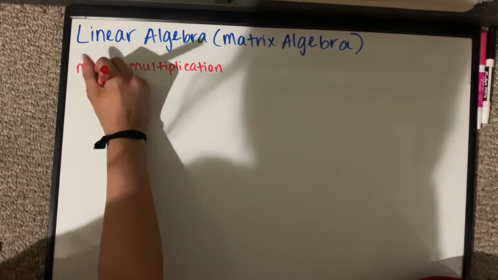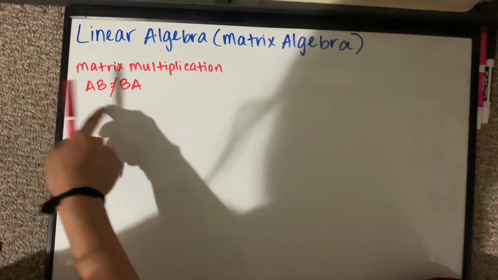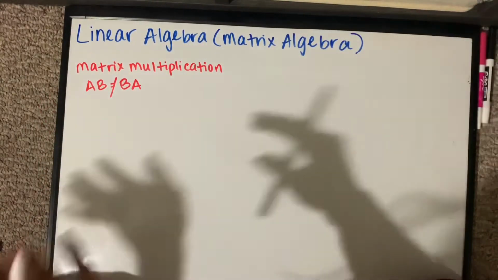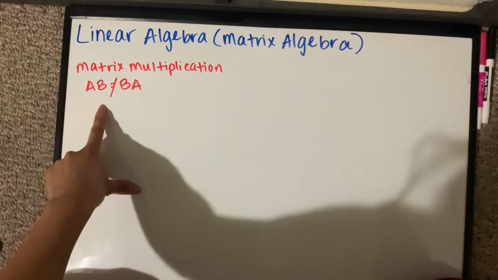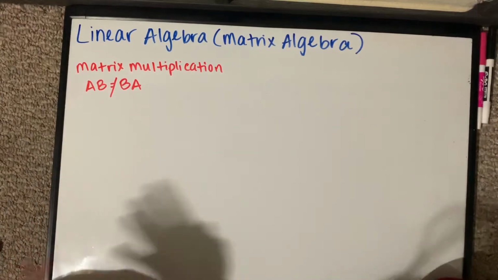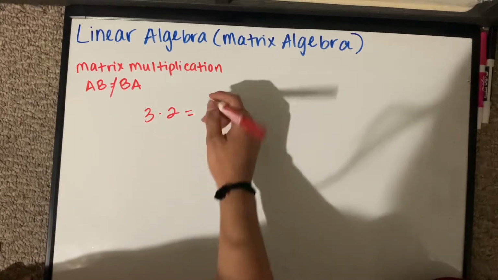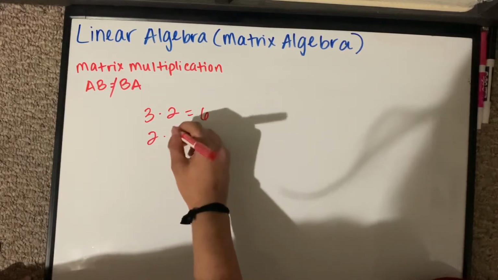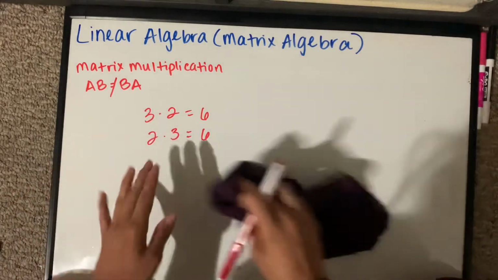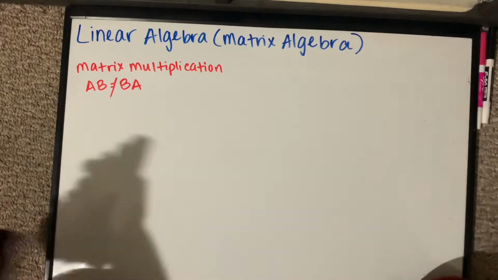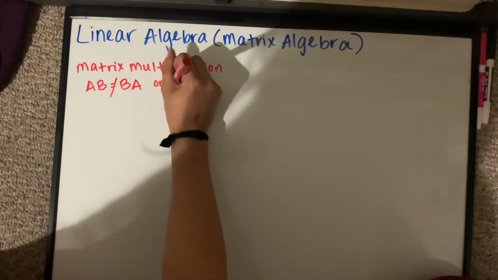If you have two matrices, they're not going to be equal if you multiply them in a certain way. When you multiply A times B, it's not going to be the same as when you multiply B times A. In school, we're used to seeing, for example, 3 by 2 gives us 6, and 2 by 3 also gives us 6. But this doesn't apply to matrices. It's a little more complicated than that. So I just wanted to give you that for context.